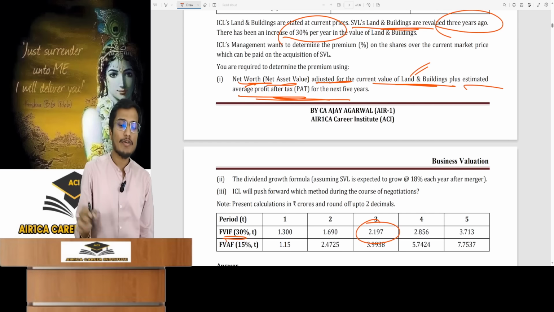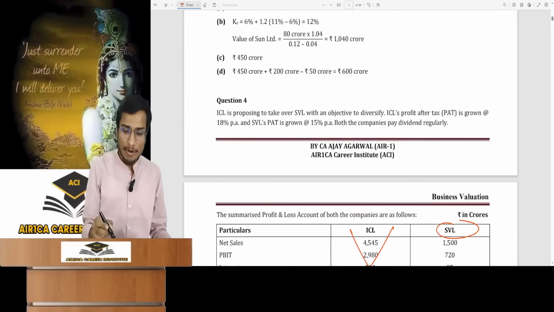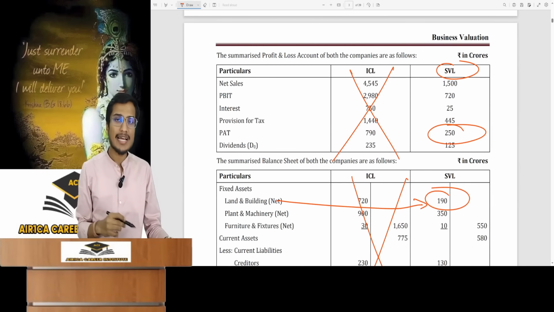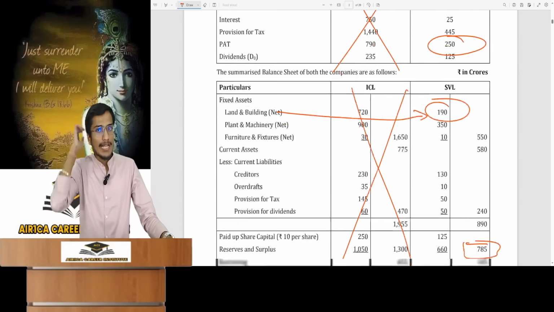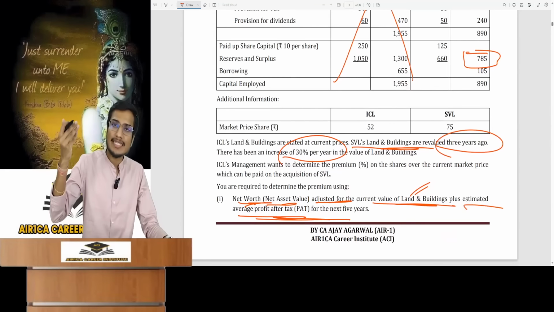Now let's determine SVL's estimated average profit for the upcoming 5 years. The question states SVL's profit will grow 15% per annum each year. The current profit is 250. So find out the profit for the next 5 years and take the average. The profit for the next 5 years will increase by 15% each year.